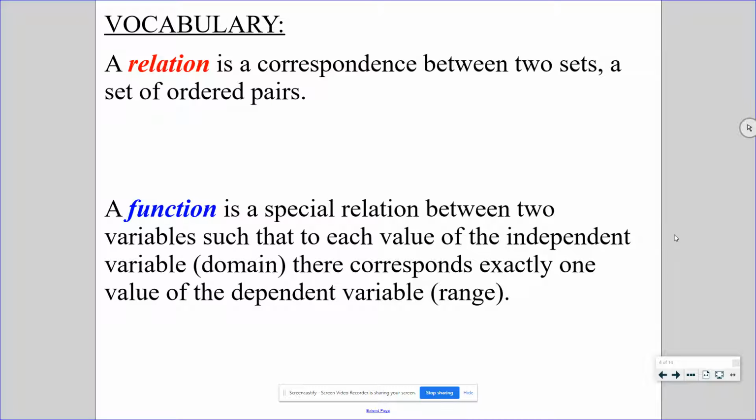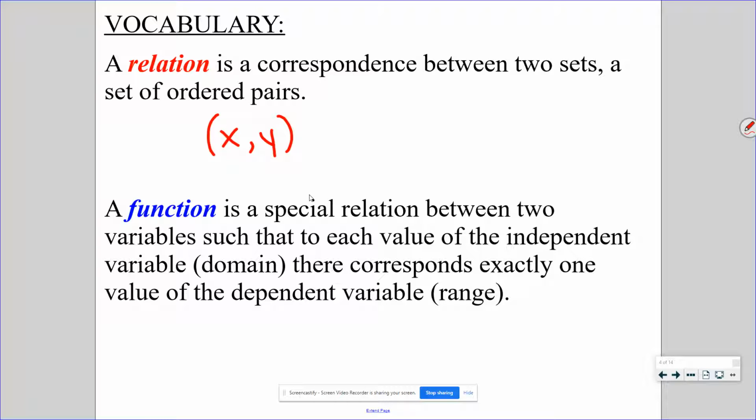A relation is basically when you have two things in math that have something in common. Okay, so the first thing that comes to mind is a set of ordered pairs, like x and y. That would be considered a relation because they have something in common. X helps to create the y value.